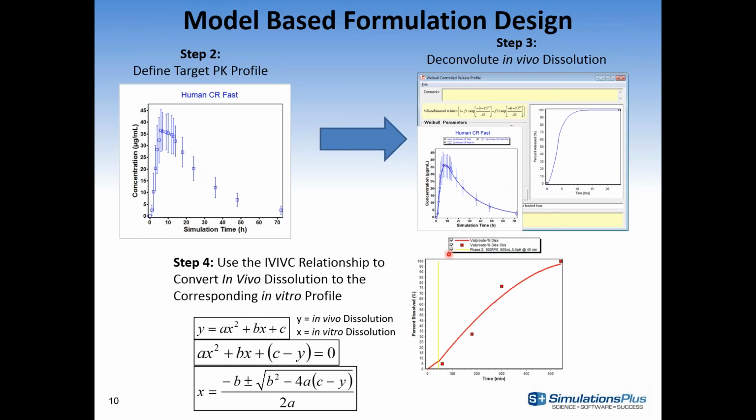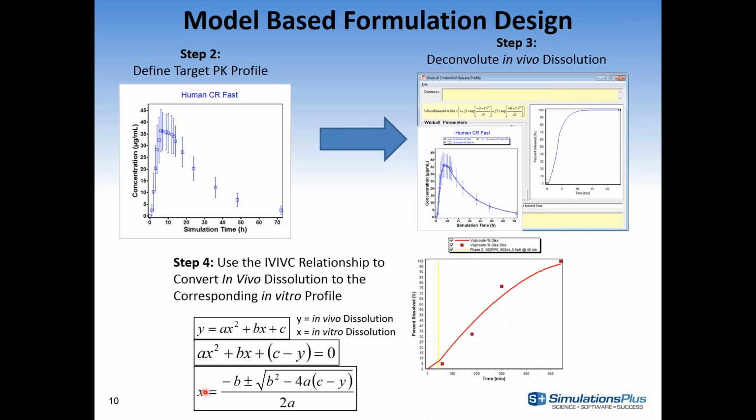So step 2 is defining our target PK profile, and in this case we're using the human CR fast profile as our target profile that we wanted to design a dosage form for and hit. So we selected that in step 2 as our target PK profile. We used GastroPlus in step 3 to extract the in vivo dissolution rate for that formulation, which is the graph here on the far right, the in vivo dissolution rate that results in that plasma concentration prediction based on our PBPK model. Once we had that, we could then use the IVIVC relationship.